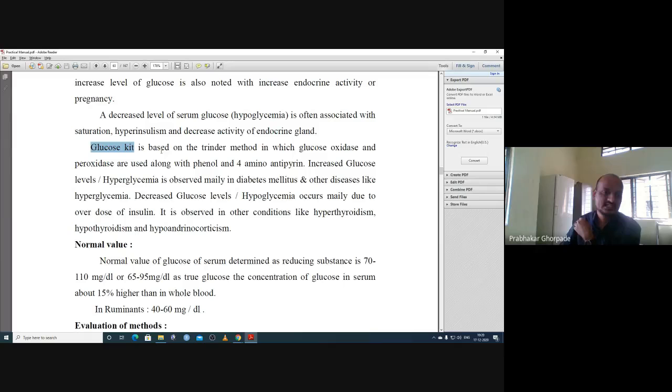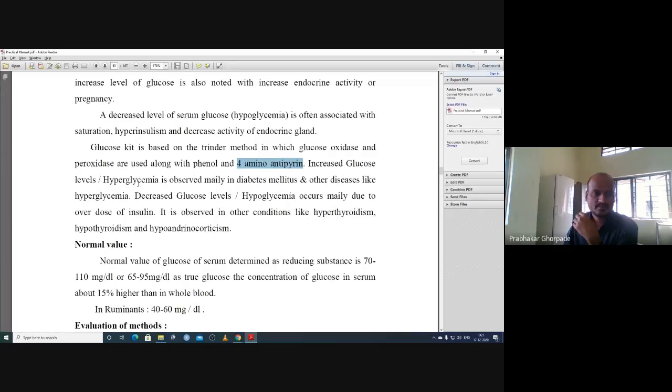So let's see what this glucose kit is. It is based on the Trinder method, maybe named after the scientist's name. In this one, we have the enzymes glucose oxidase and peroxidase. In this one, we are using phenol and 4-aminoantipyrine.